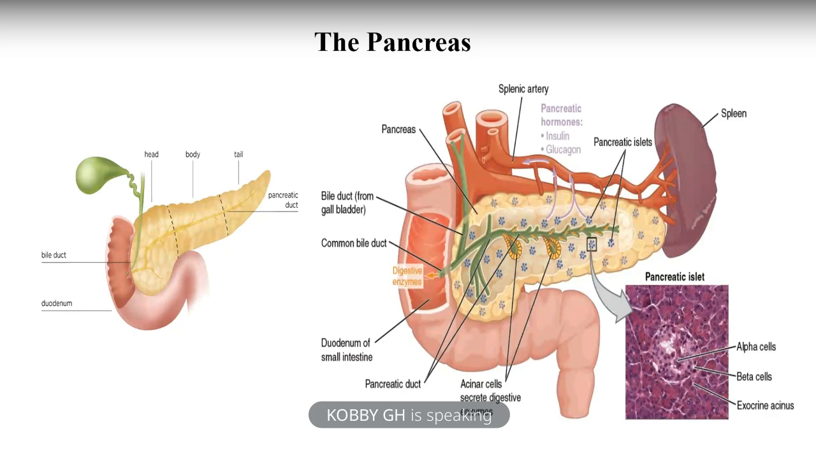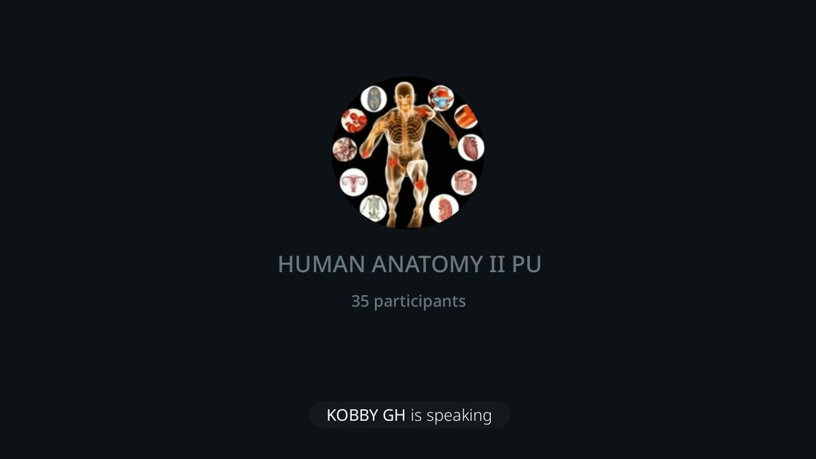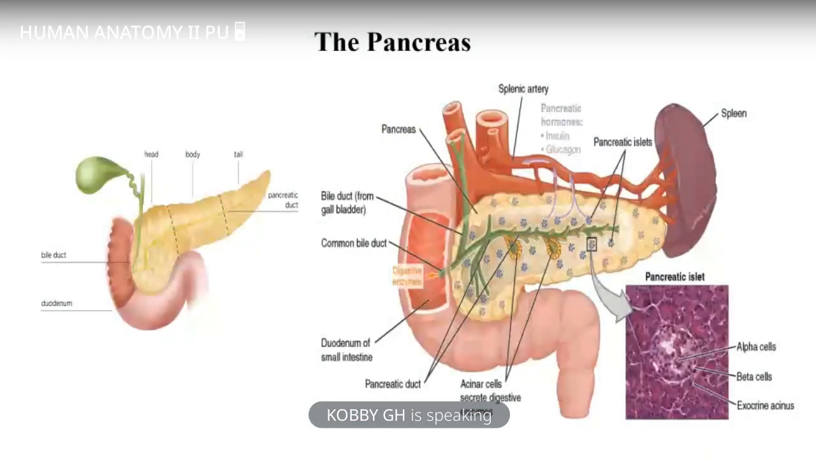Keep it in your mind: the pancreas is a mixed gland. Why is it a mixed gland? It's a mixed gland because it performs both an exocrine function and an endocrine function. So keep it in your mind that the pancreas is a mixed gland, because it performs both endocrine function and exocrine function.